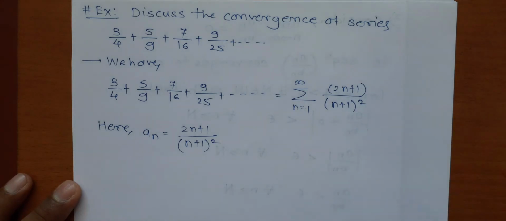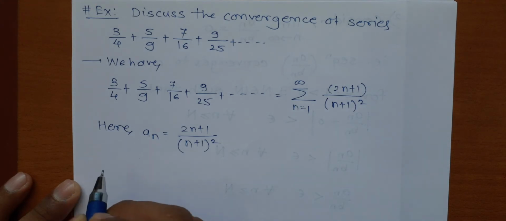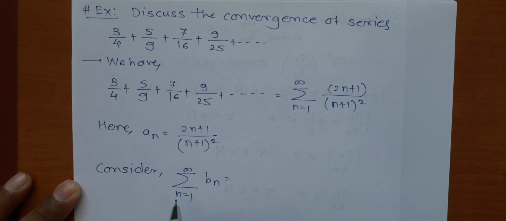We have to discuss its convergence. So what will I do? I am going to use the limit comparison test. To use it, we require one more series. So I am considering one more series, summation b_n, and b_n I will take as 1 by n. You may get confused about which series to take and how to decide. Normally we take a series whose convergence or divergence we can easily find. 1 by n is such a series, so that's why I have taken it.